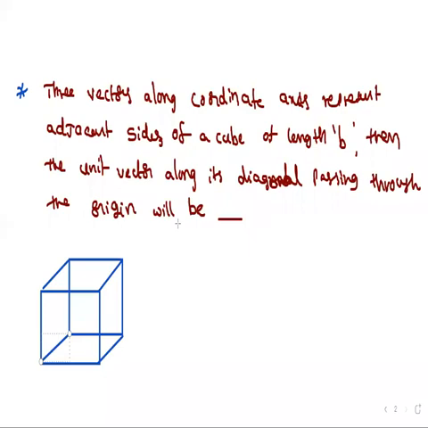Here in the question, three vectors are given. Three vectors along the coordinate axes represent adjacent sides of a cube of length b. That means along the x-axis, y-axis and z-axis: i cap, j cap and k cap. Then what will the unit vector along the diagonal be? The unit vector along the diagonal, simply you can write, the vector given is a bar.